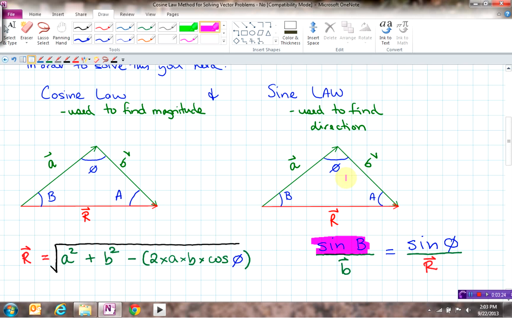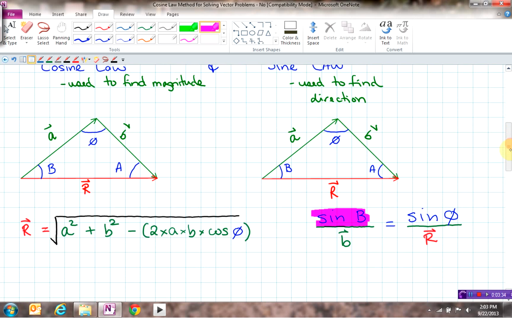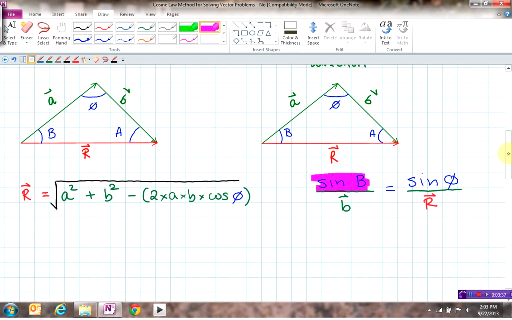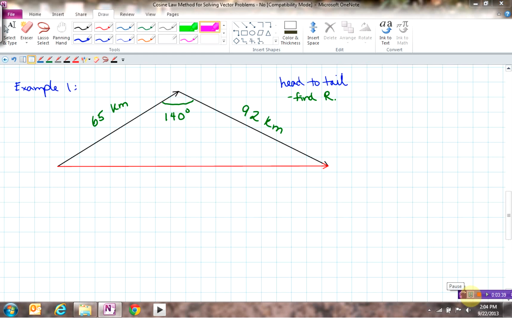Now let me show you how to do this with an example. I'll do two examples. One will be the head to tail method, which will be very similar to this one here, and the other one's going to be tail to tail, just to show you what it looks like in a slightly different format. So here's the same example that we had at the beginning. 65 kilometers at an angle above the horizontal, 92 kilometers at some angle below the horizontal, the angle between them is 140, and we want to solve for the resultant, and then we eventually want to solve for this angle. I'm going to call this angle alpha.